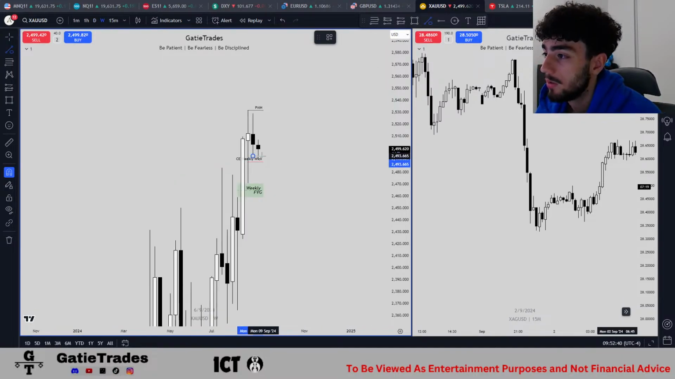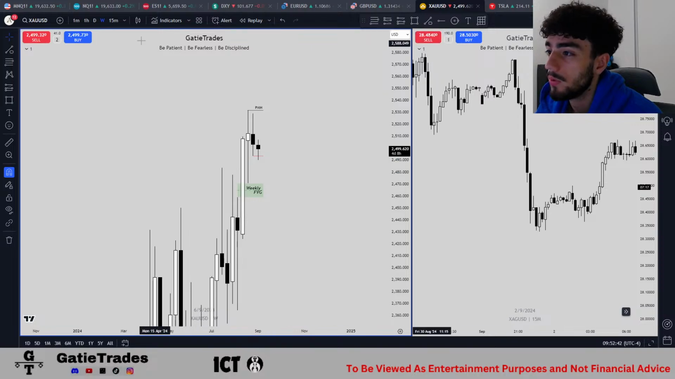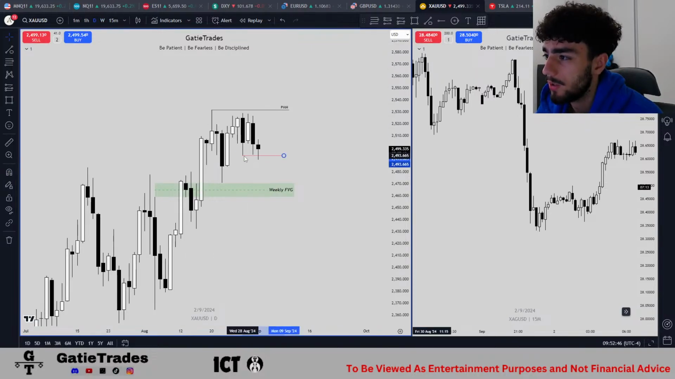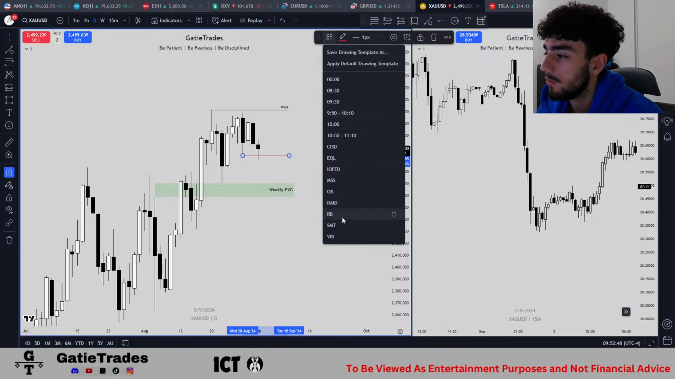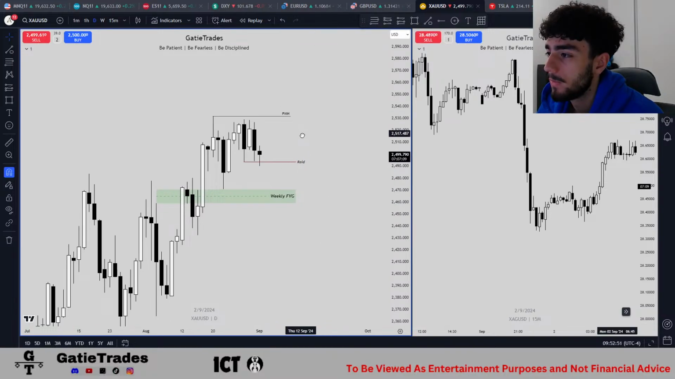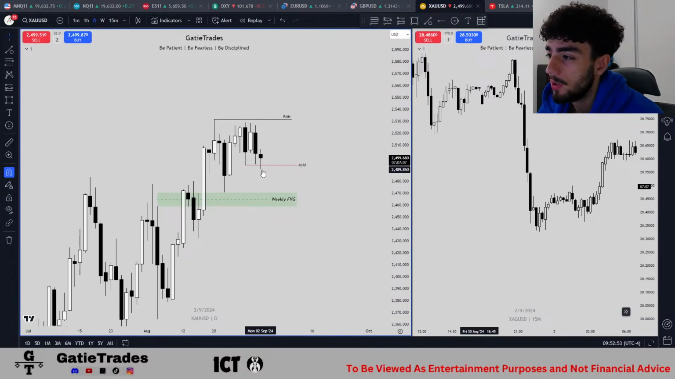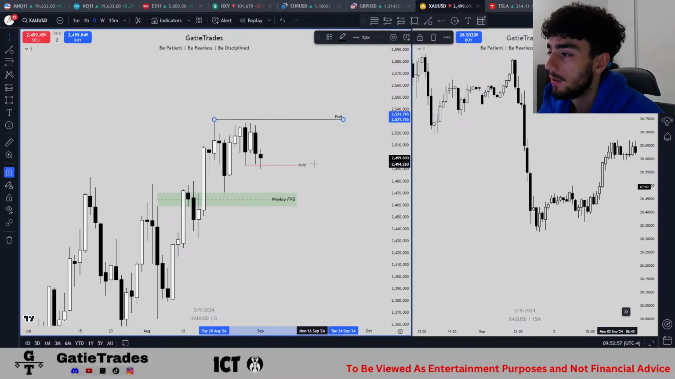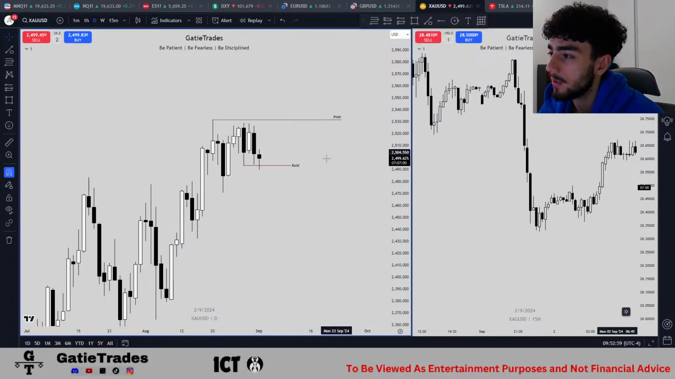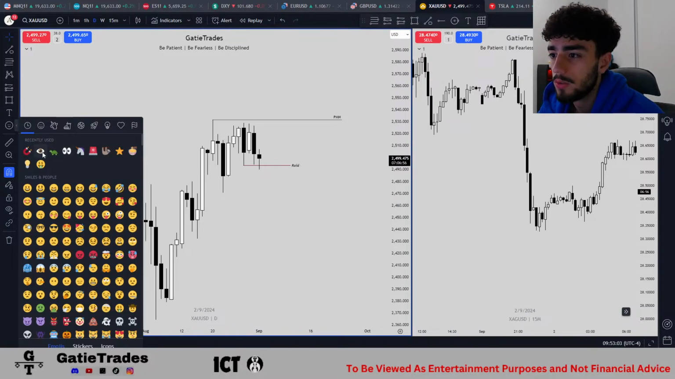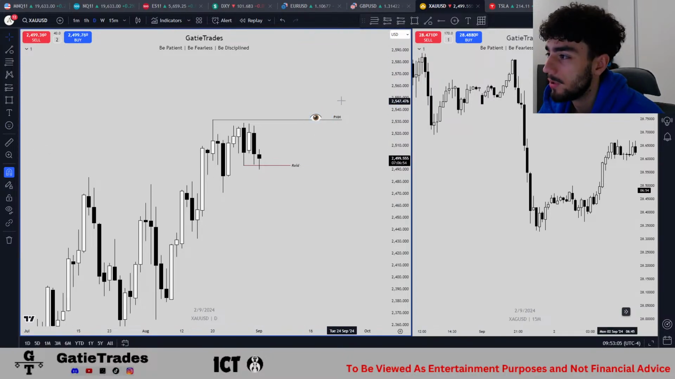I don't even need to mark this wick really. I feel like it would have traded to it. So we already took out the sell side here. So Monday manipulation, I'd probably expect Tuesday and Wednesday expansion towards previous month high. And then from there, we don't even need to look at the weekly fair value gap as of right now. So this is my analysis, my personal opinion.